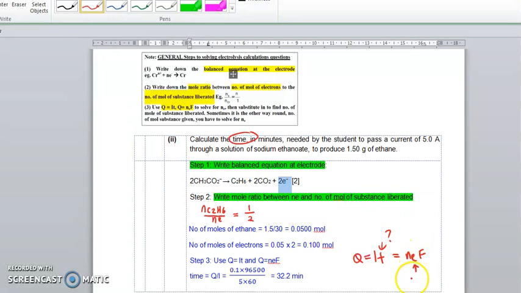If I sub in this number of moles of electrons, 0.1, Faraday is 96500, the current is 5, I can find the time in seconds. I convert to minutes. So is that okay? What do you want to find? You want to find the time. So you sub into these equations, and then we can find the time: number of moles of electrons, 0.1, times 96500, divided by the current. Sorry, the time is actually in seconds. If I don't divide by 60, then I'll get the time in seconds. But I divide by 60 to get the time in minutes. That's all, okay?